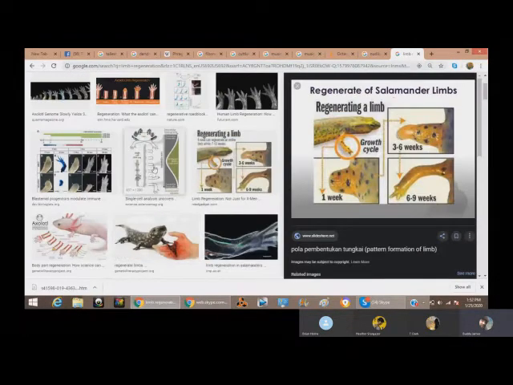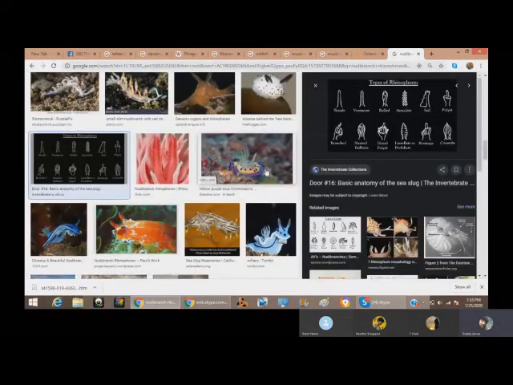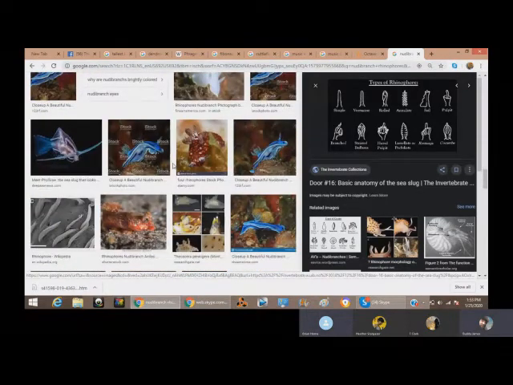And look, so is this one. At this stage, it's like, screw you guys, I'm gonna grow a whole limb. Okay, so sea slugs, absolutely amazing. Interesting that you brought that up, the finger and everything.